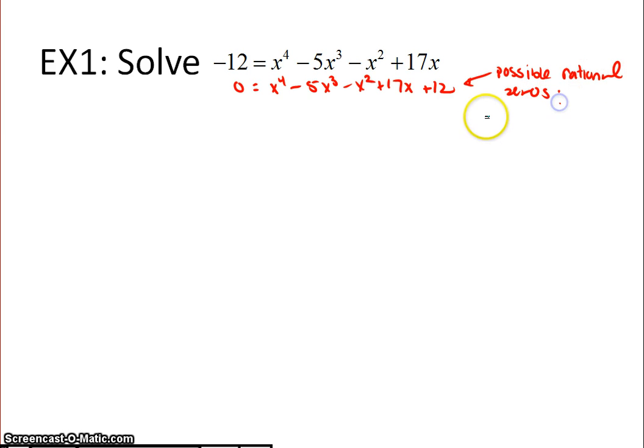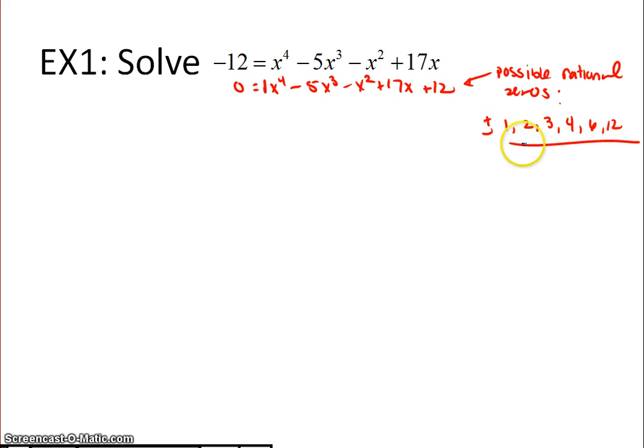Okay, so the list of possible rational zeros is plus or minus the factors of 12, which is 1, 2, 3, 4, 6, and 12, all divided by the factors of the leading coefficient, which is 1, so it's plus or minus 1. That tells me the list of possible rational zeros is just all of those numbers. So that would be my list of possible rational zeros: 1, 2, 3, 4, 6, 12, plus or minus. So that's 12 different possibilities.